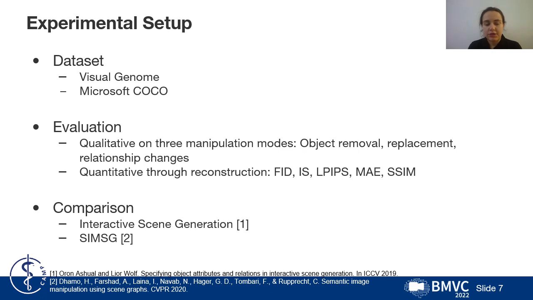Our method is trained and evaluated on two public benchmarks for scene graphs, which are Visual Genome and Microsoft COCO. We evaluate our model qualitatively on three manipulation modes, which are object removal, replacement, and relationship changes, and also evaluate it quantitatively through the reconstruction task and report the FID, inception score, LPIPS, MAE, and SSIM values. We compare our method to two state-of-the-art methods for semantic image manipulation, which are interactive scene generation and CMSG.